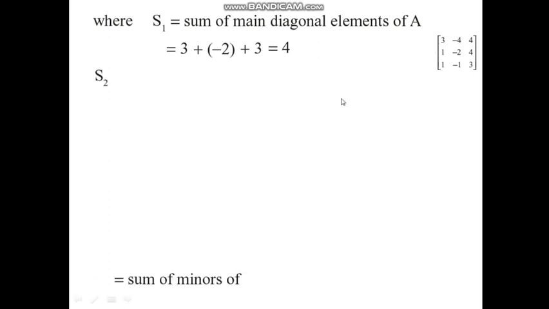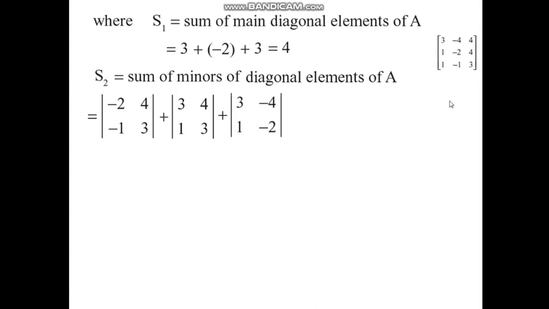Coming to S2, the sum of the minors of the diagonal elements of the matrix A. Here 3, -2, 3 are the principal diagonal elements and their minors. Eliminating the row and column containing 3, we get the first minor, plus the second principal diagonal element -2, eliminate the row and column containing -2 to get the second minor, plus the third principal diagonal element 3, eliminating the row and column containing 3, one can get the third minor.